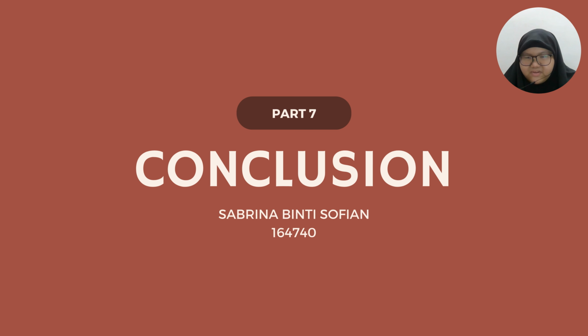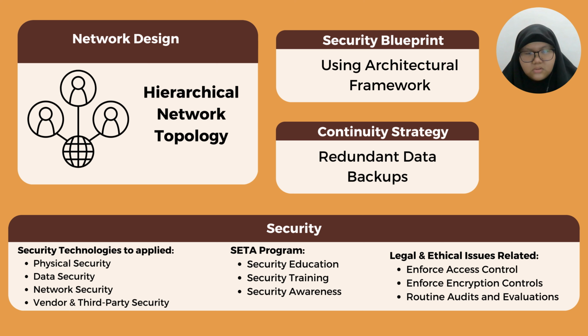Lastly, Part 7, Conclusion. To conclude, for our law firm in Bali, we have designed a hierarchical network topology that accommodates the main reception and administration, partner offices, and meeting rooms, all equipped with wireless connectivity. This setup ensures seamless communication and collaboration among our staff. In terms of security for our firm, we are utilizing an architectural framework as our security blueprint. Additionally, our continuity strategy involves redundant data backups. Furthermore, technologies applied in our law firm include physical, data, network, vendor, and third-party security measures.